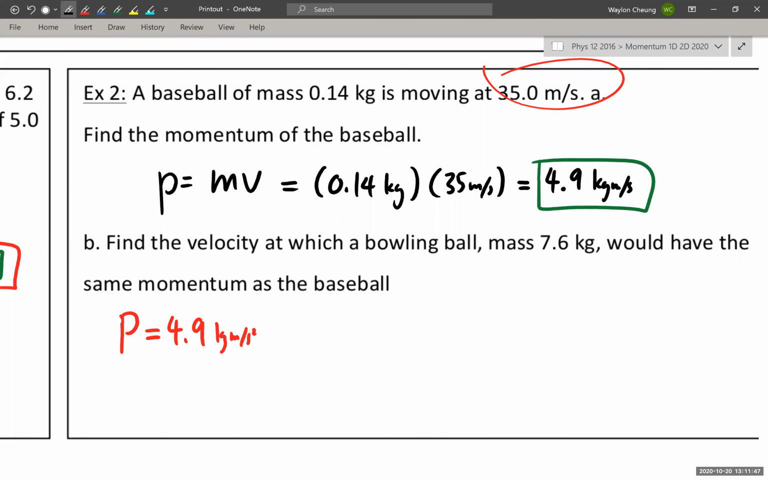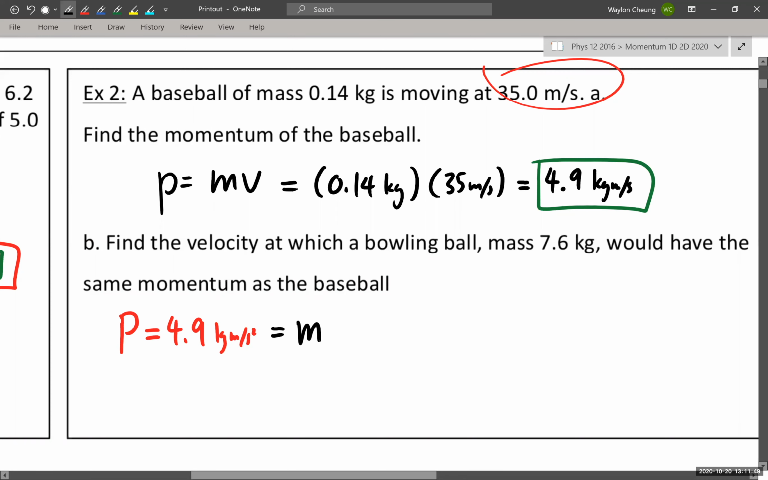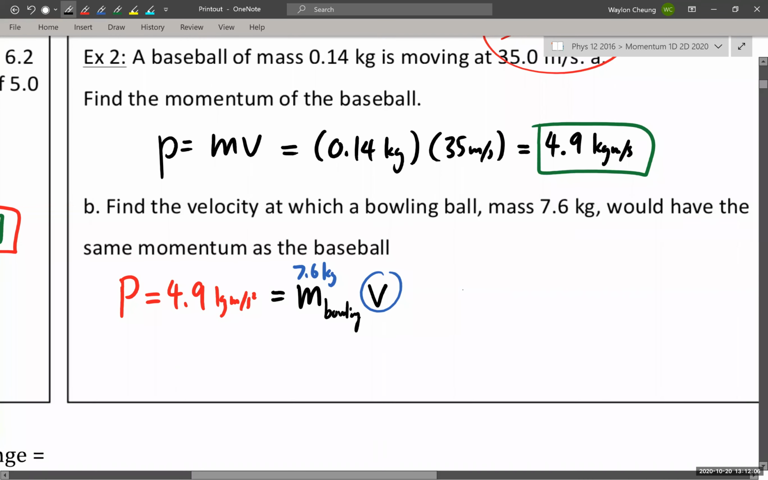Okay, now, but the mass of the bowling ball is different. So the speed will also be different. The mass of the bowling ball, let's say, is 7.6 kilograms. So how do you find the speed? Divide both sides by that, right? So, algebra, approximately 0.64 meters per second.